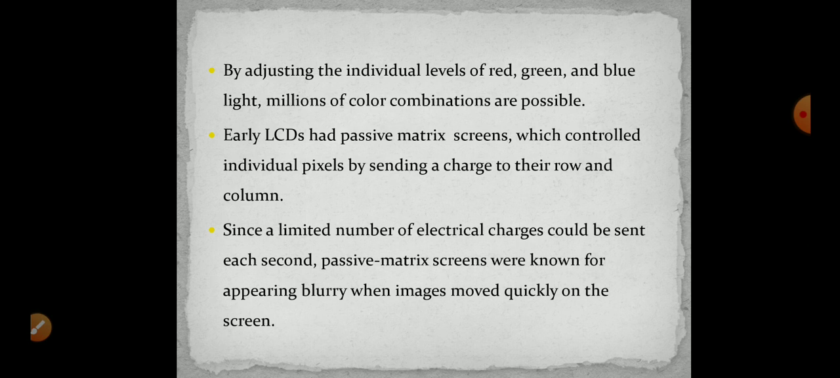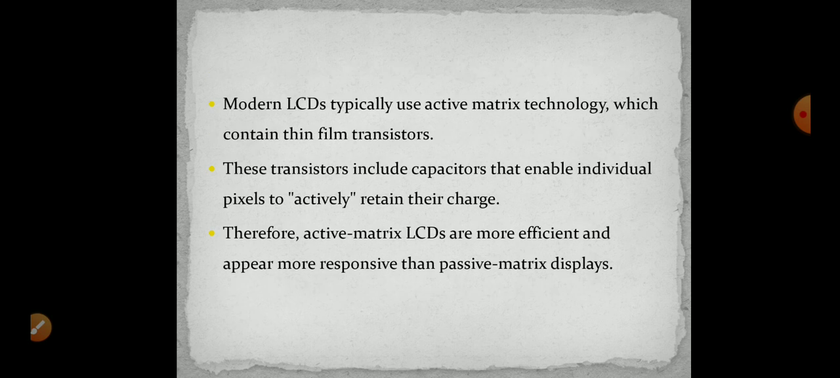Early LCDs had passive matrix screens. These passive matrix screens control individual pixels by sending a charge to their row and column in a matrix. But such LCDs have a disadvantage: images appear blurry when they move quickly on the screen. So these disadvantages are removed by using active matrix technology. Nowadays we are using LCDs with active matrix technology.